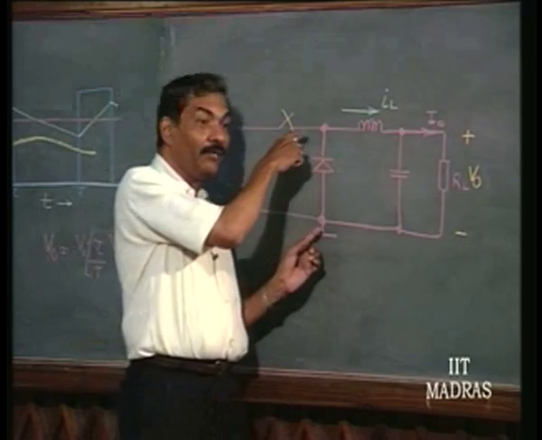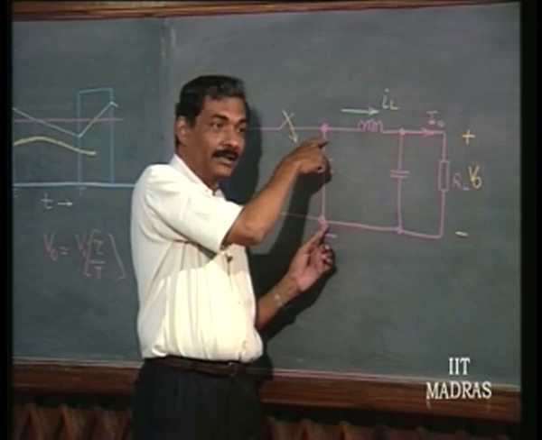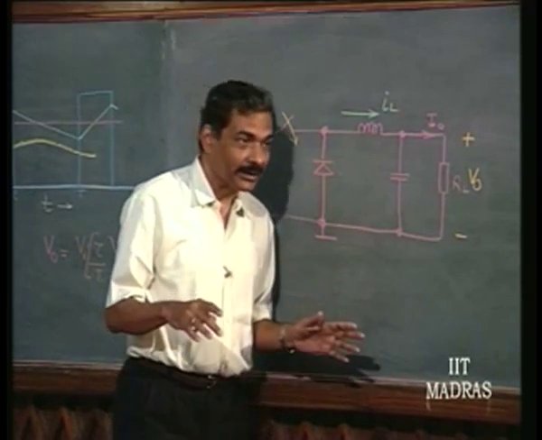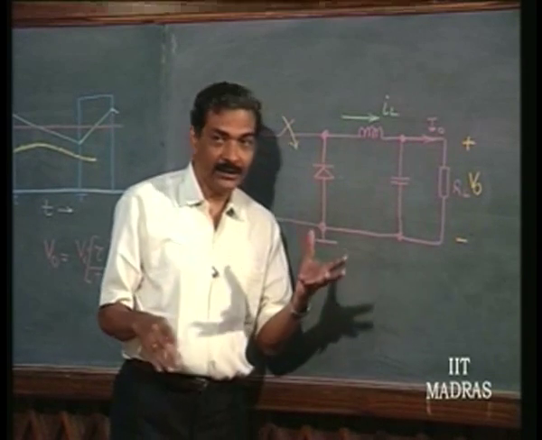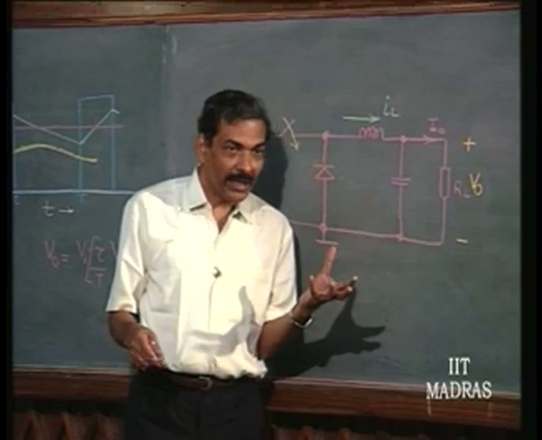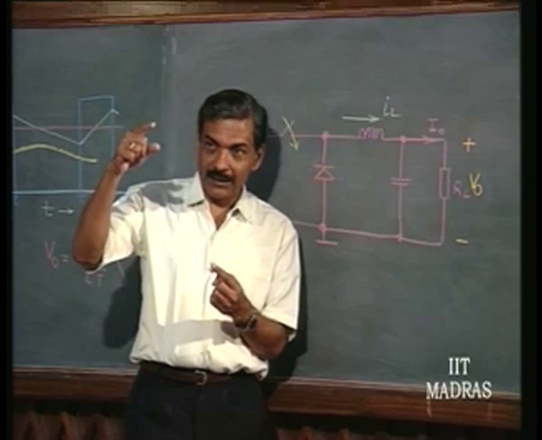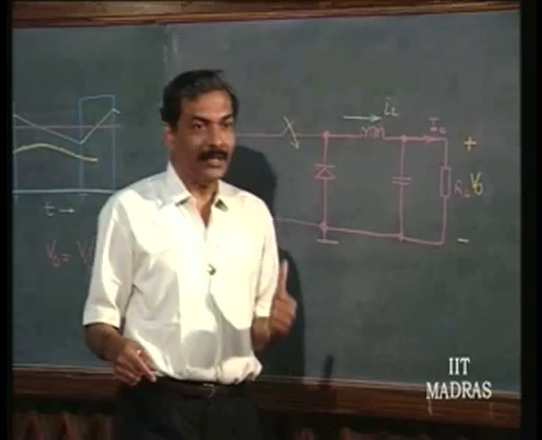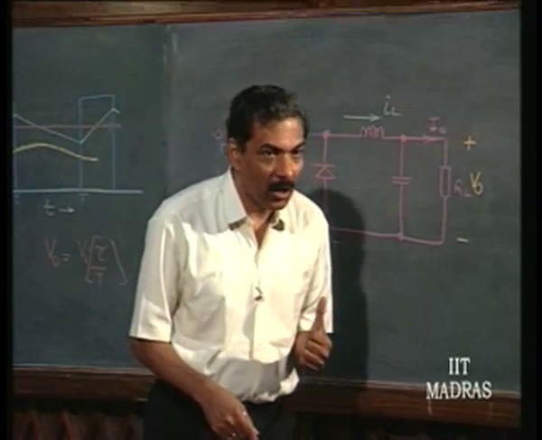Then by applying a voltage in the reverse biased direction, it is open circuited. Okay. So, this is the way a diode can operate as a switch. By applying a voltage in the reverse direction, it is switched off. By applying a current in the forward direction, it is switched on.